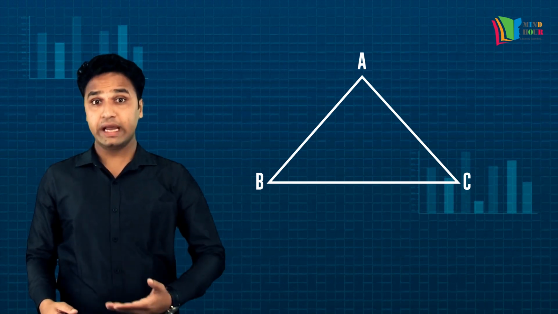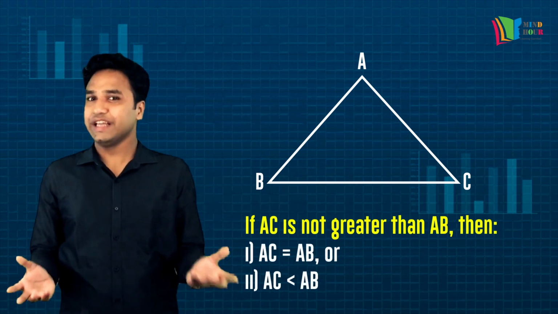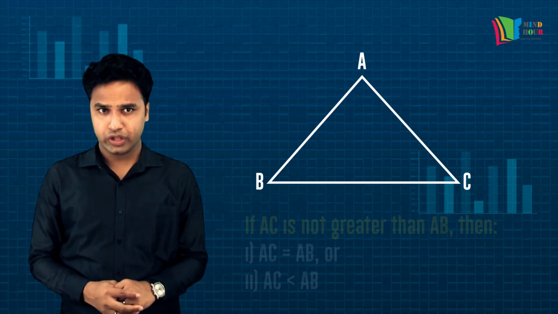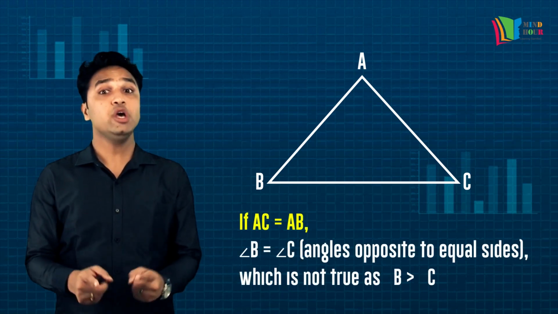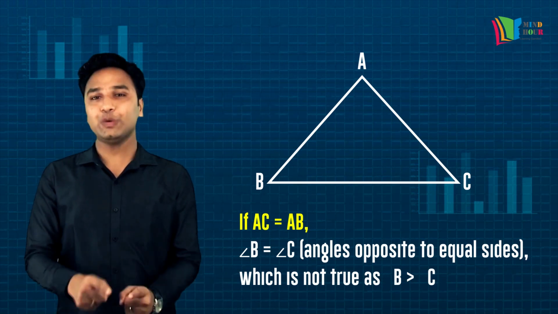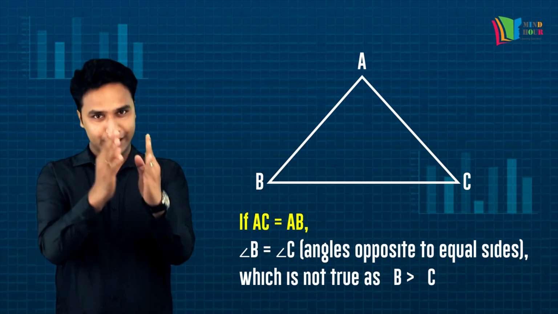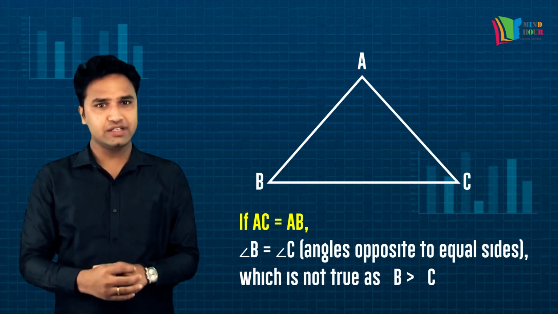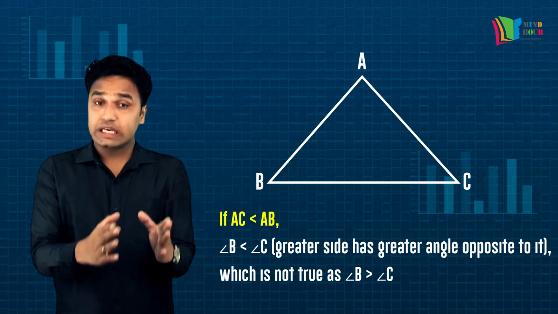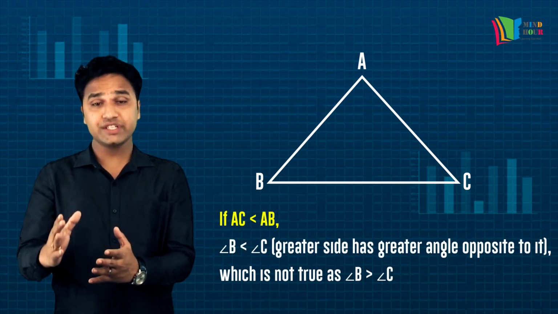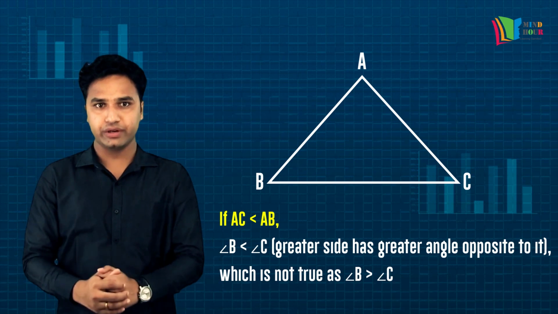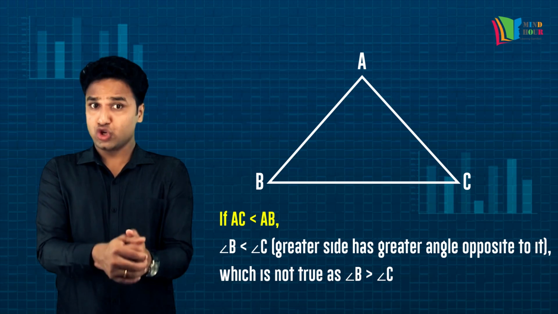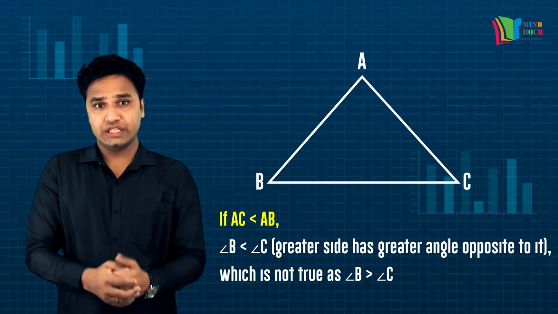Thus, from this we get that if AC is not greater than AB, then AC is equal to AB or AC is less than AB. Now, if AC is equal to AB, we know that the angles opposite to equal sides are equal. Therefore, angle B is equal to angle C, which is not true, as angle B is greater than angle C. Now, if AC is less than AB, we know that the greater side has greater angle opposite to it. Therefore, angle B is less than angle C, which is not true, as angle B is greater than angle C.